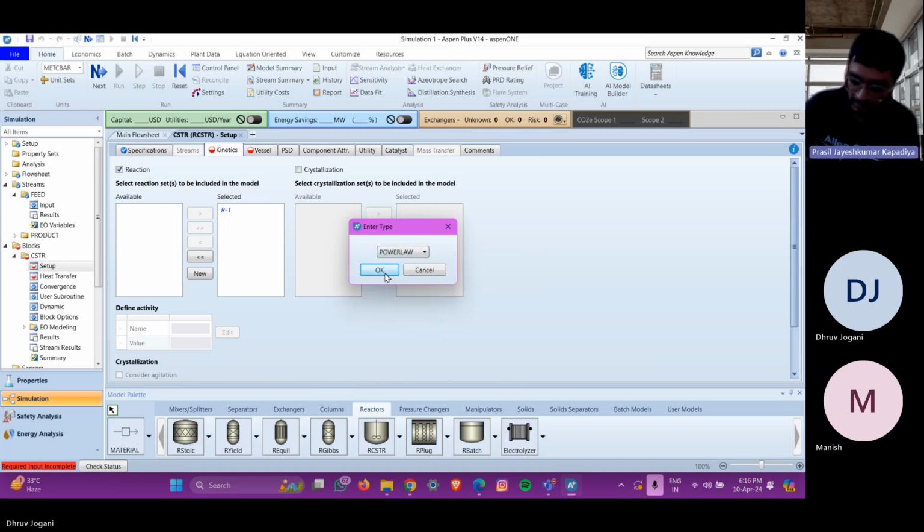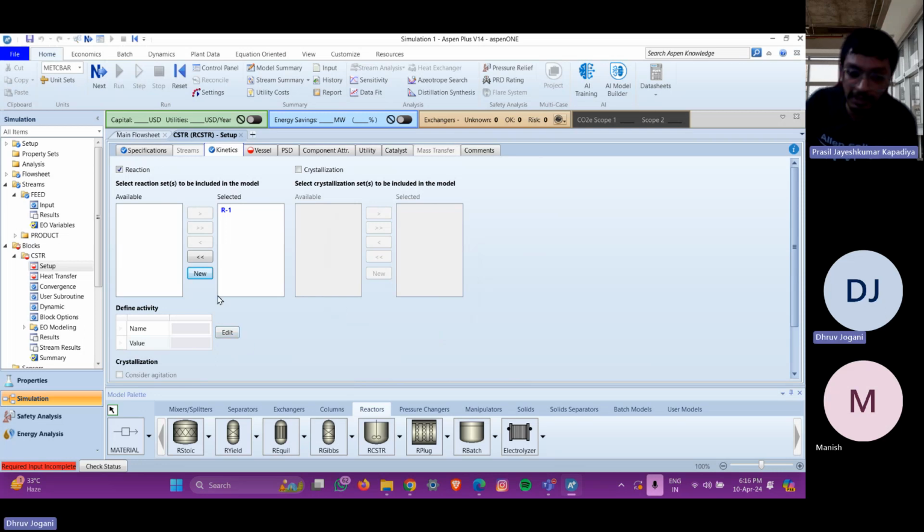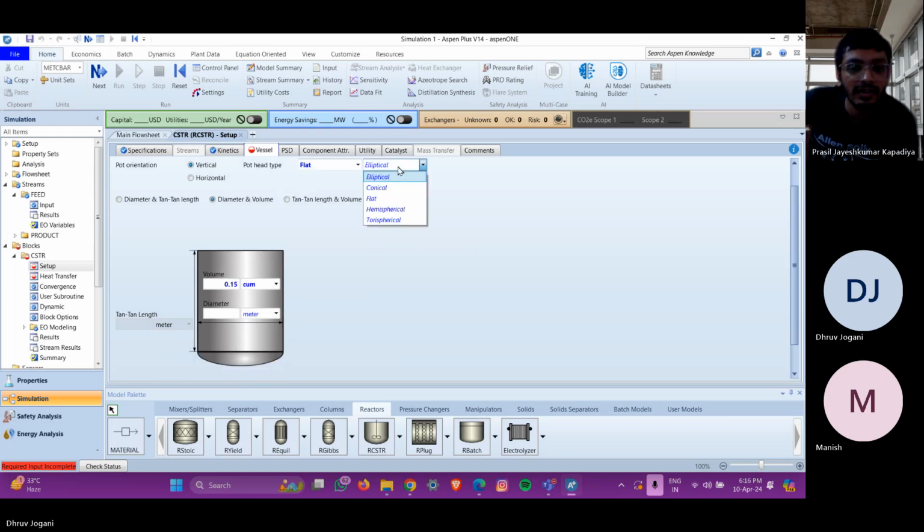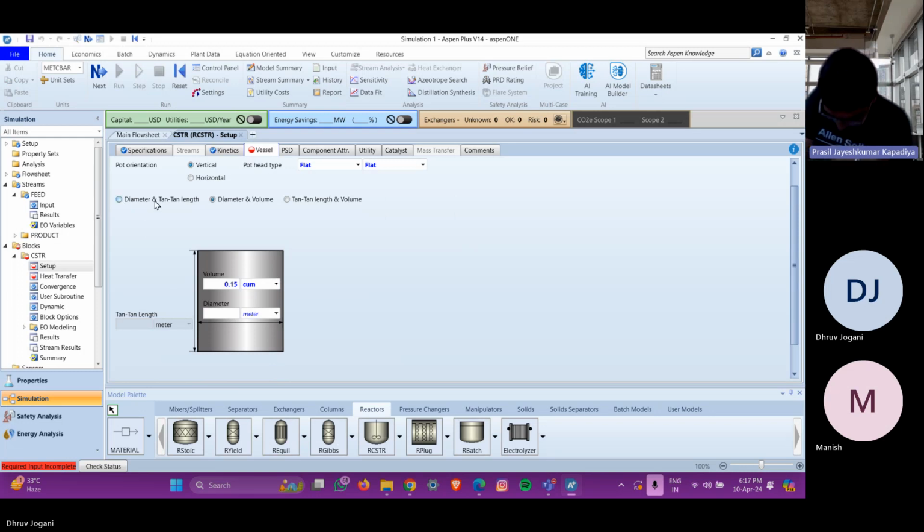It is acetic acid plus ethanol giving ethyl acetate plus water, and for the forward and backward reactions K and E values are given. Okay, here it is told that the head is at the bottom, the vessel type is vertical, and the head type is flat. Add flat only. And the diameter is given as 0.45711. Okay, now press next.